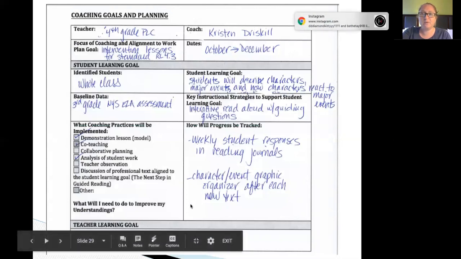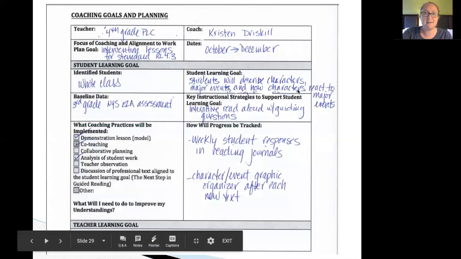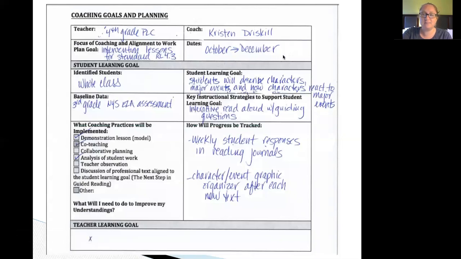And there was a particular graphic organizer, a character event graphic organizer that they enjoyed using. So after every new text, they were using that same graphic organizer because it really showed whether or not students could get to this depth of thinking. And we tracked that over time. The dates probably should have been more specific than that, just to be more clear in the coaching cycle.